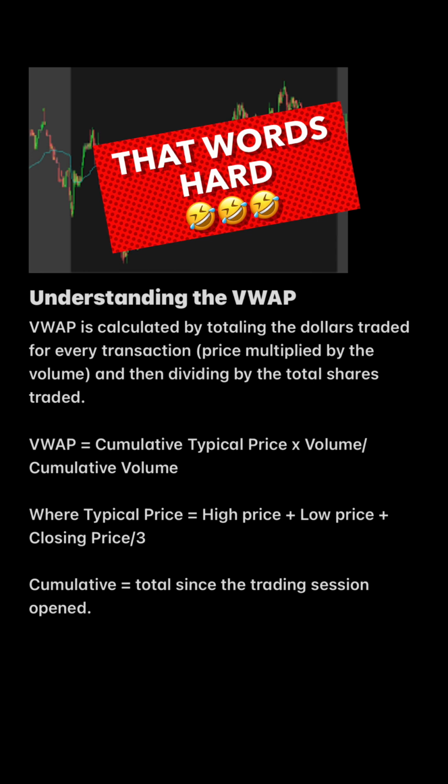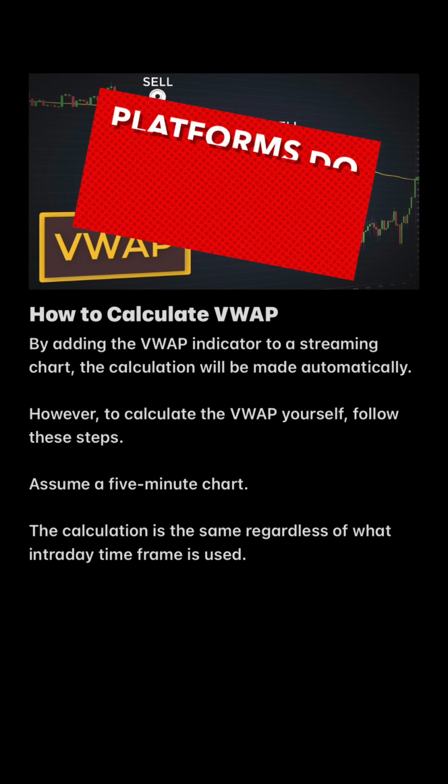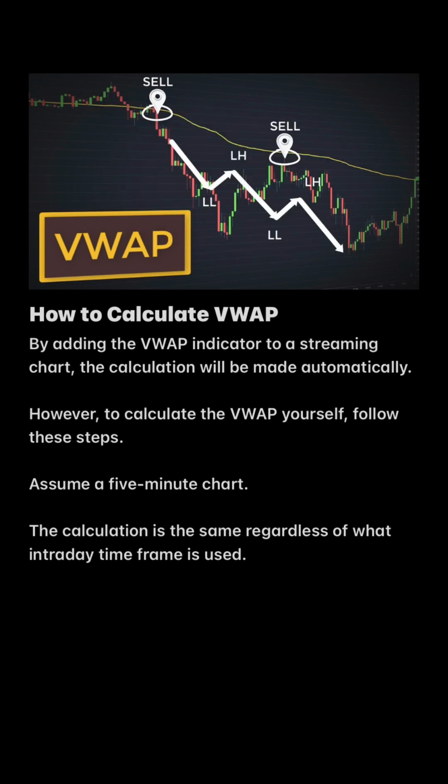Anyways, let's move on. So when calculating the VWAP, by adding the VWAP indicator to a streaming chart, the calculation will be made automatically. Basically, the platforms that you use will do this for you automatically via the indicator. However, if you want to calculate the VWAP yourself, follow these steps. You want to assume a 5-minute chart. The calculation is the same regardless of what intraday time frame you're using. However, we like the 5-minute chart because it is the chart of choice when entering and exiting into intraday trades.